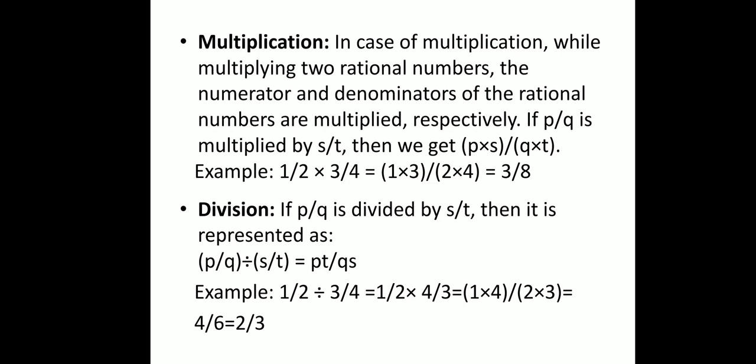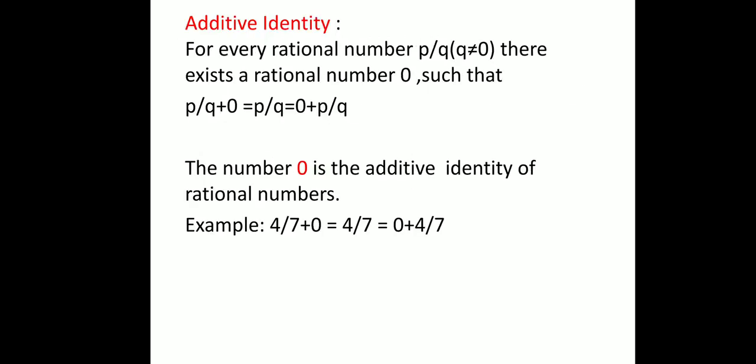Now, as we all know, this division sign is to be changed into the multiplication sign, and 3 by 4 is to be taken as 4 by 3. So, after doing this, I will be multiplying the numerators and denominators, which will be 1 into 4 divided by 2 into 3, that will be equal to 4 over 6, and in the standard form, it will be 2 over 3. In the simplified form, it will be 2 over 3. Now, I hope you have understood all the operations on the rational numbers.